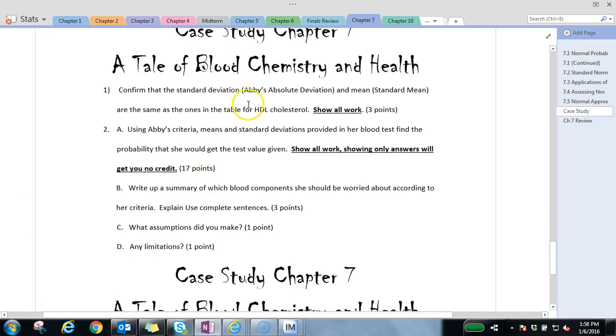So again, number 1, simple calculations, finding mean and standard deviation using her rule. 2, find the probabilities that either X is less than or greater than her value, depending on if her value is less than the mean or greater than the mean. Read the examples. Showing the correct work. B, summarize which ones she should be worried about, which ones she should look into, using her criteria. So obviously it has to do with the probabilities, your answer to 2A. And then what assumptions did you make and any limitations. Please read through it carefully. This could be and should be a very easy case study.